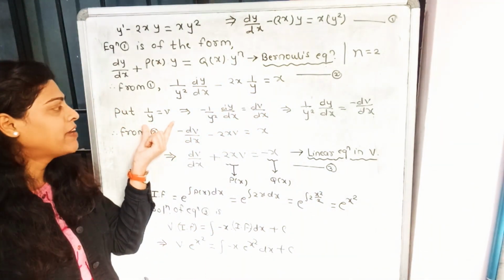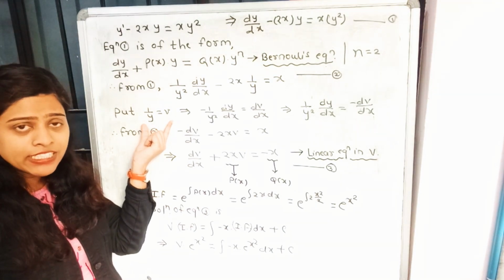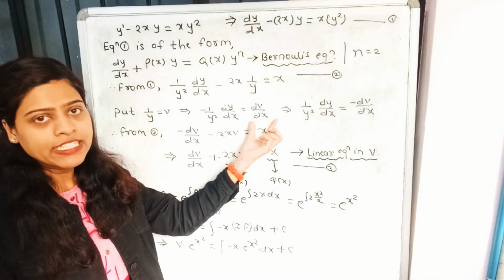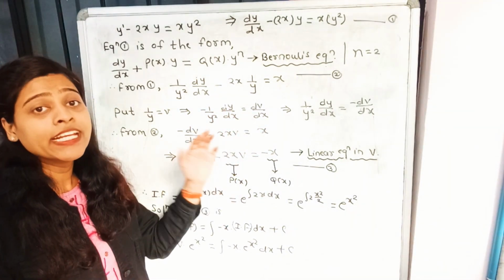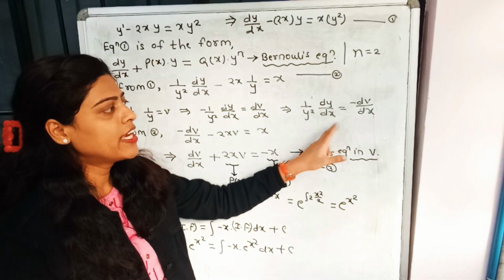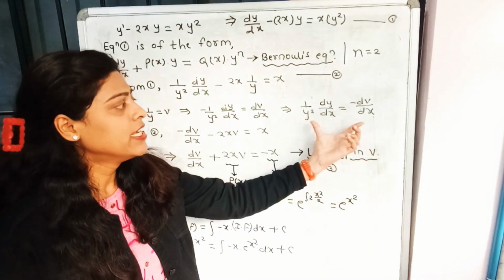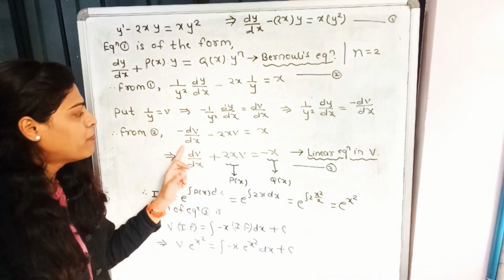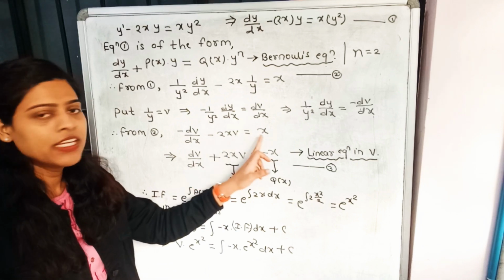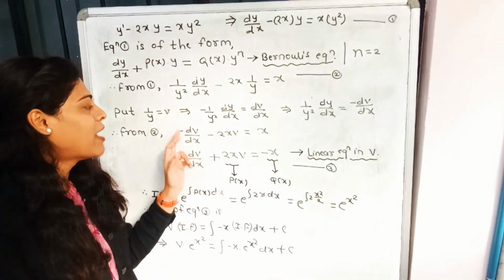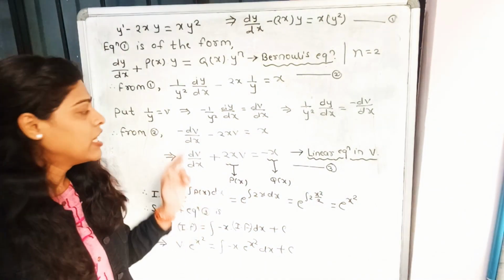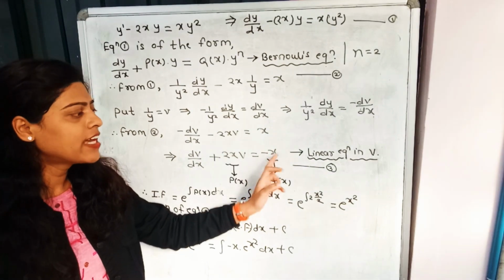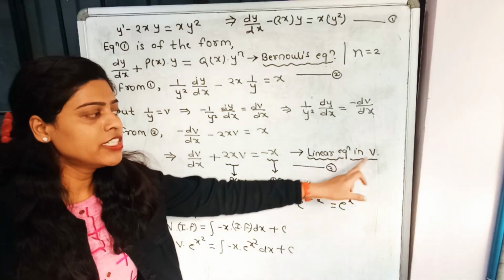Take 1 by y as v, then take its derivative with respect to x, and we get minus 1 by y squared dy by dx equals dv by dx. When we multiply by minus 1 on both sides, we get 1 by y squared dy by dx equals minus dv by dx. Put this value in equation number 2, then we get minus dv by dx minus 2xv equals x. Multiplying by minus 1 on both sides, we get dv by dx plus 2xv equals minus x. We denote this as equation number 3, which is a linear equation in variable v.